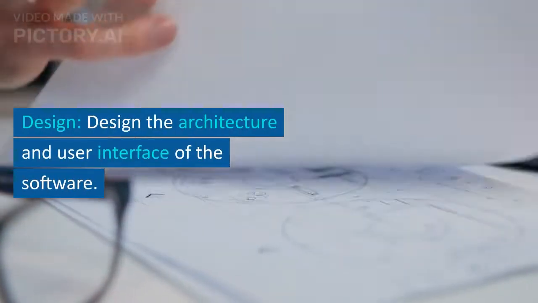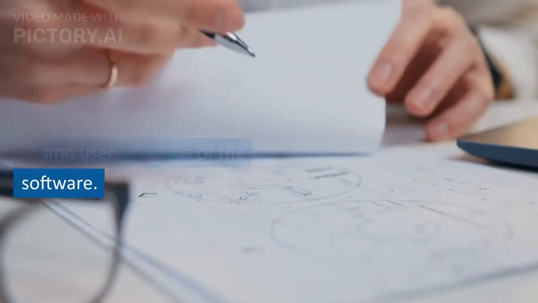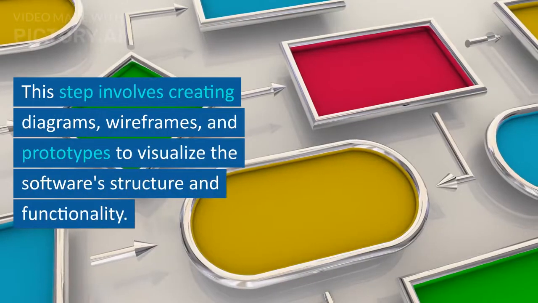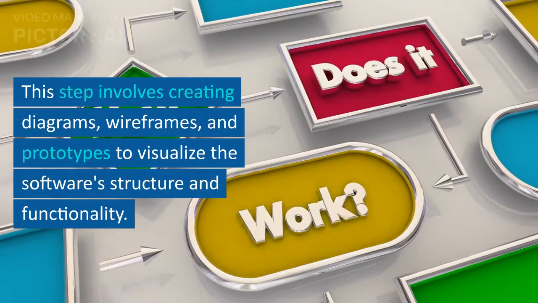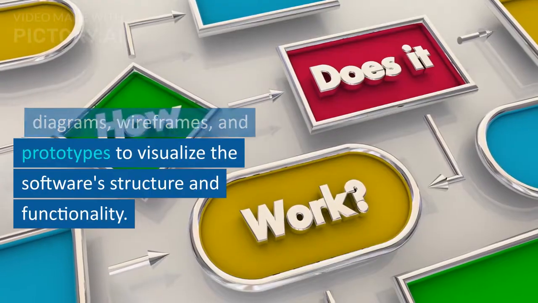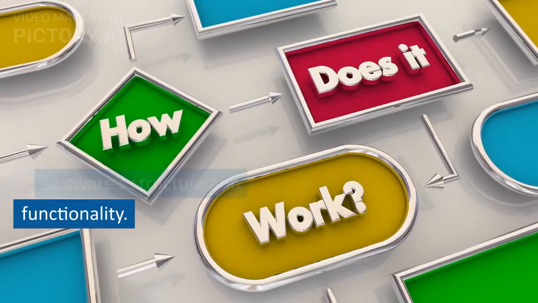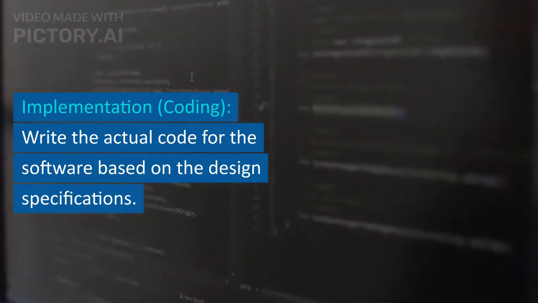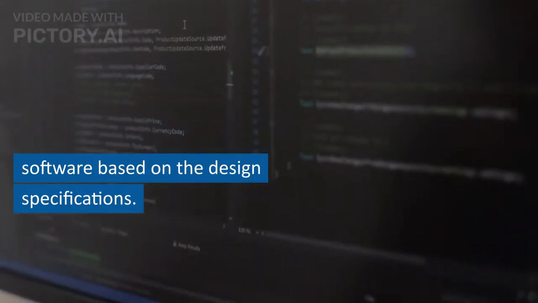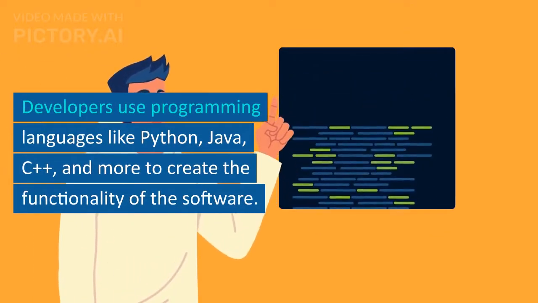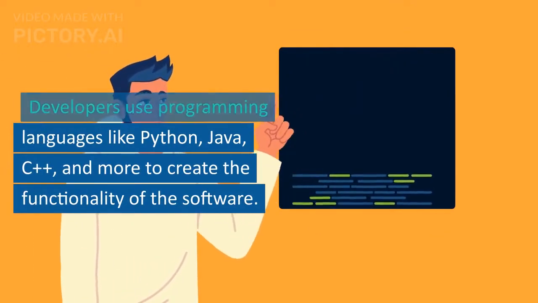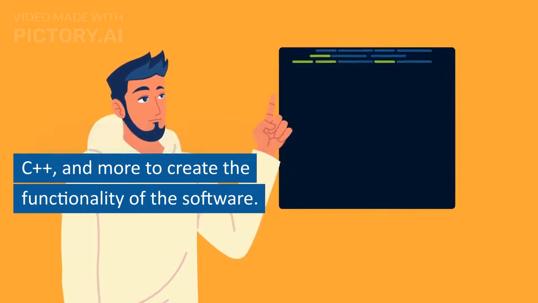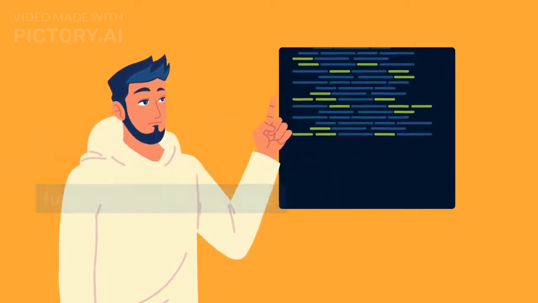Design. Design the architecture and user interface of the software. This step involves creating diagrams, wireframes, and prototypes to visualize the software structure and functionality. Implementation. Coding. Write the actual code for the software based on the design specifications. Developers use programming languages like Python, Java, C++, and more to create the functionality of the software.